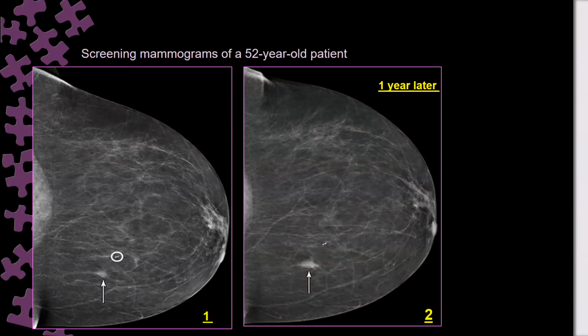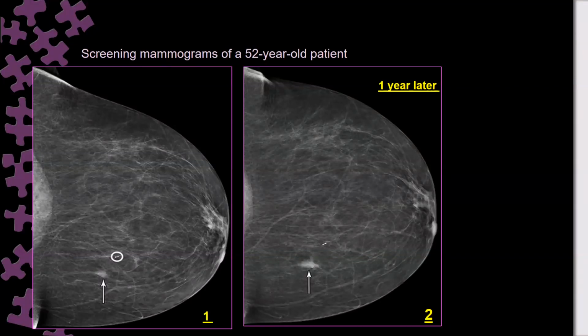Now it has some spiculations and all this, going toward a mass, but still I will call it, unless I see the MLO here, I will say this is a developing asymmetry, since I have a single view. Okay?